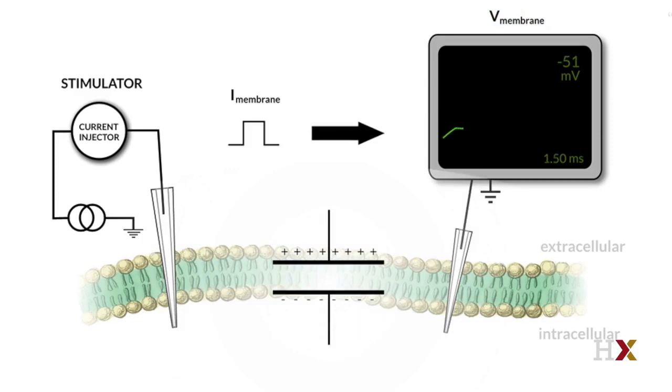Let's see what that actually looks like. Our changing current is a square wave. If we look at the recording electrode, we have a delayed change in the membrane potential.